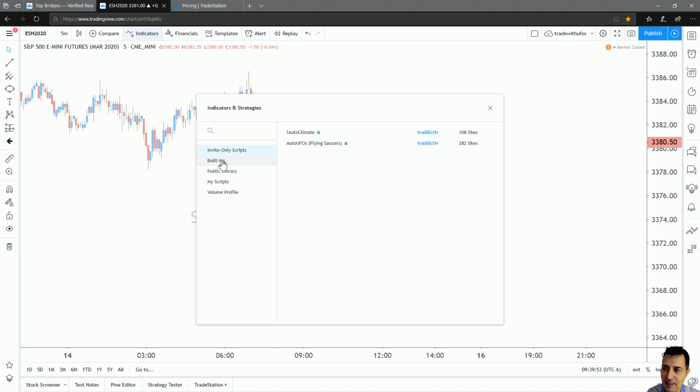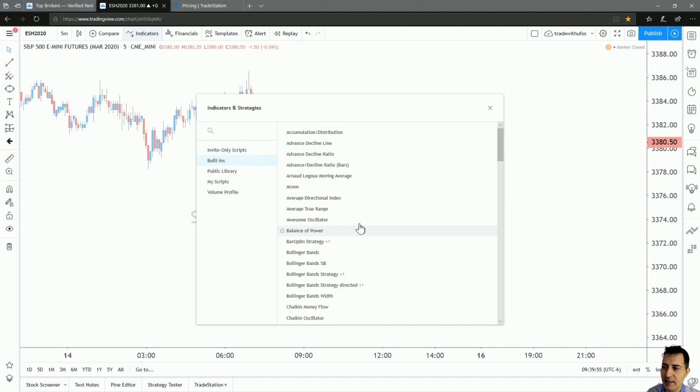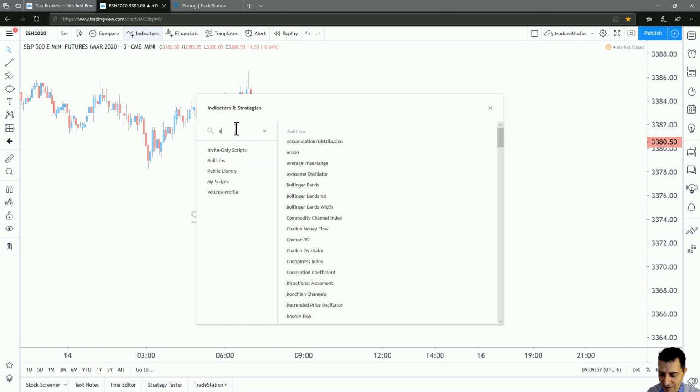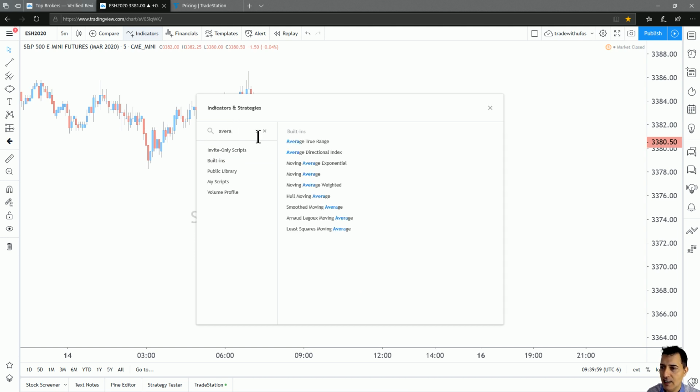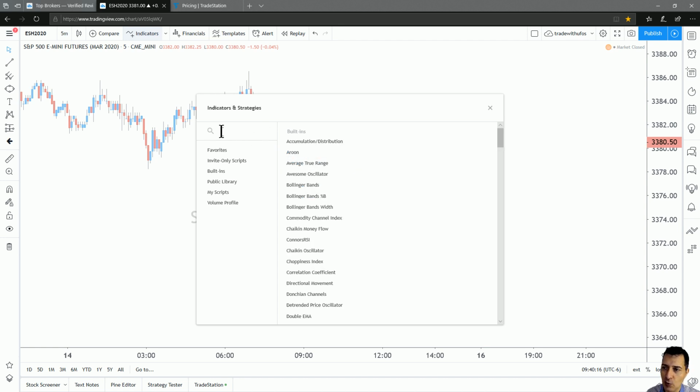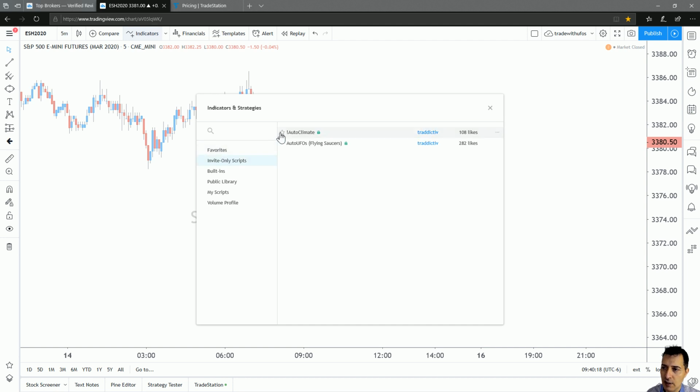And then you have the built-ins, okay, where you have plenty of tools. You want an average, so you can just type average, and it will show you all the averages, and you just pick the one you like, okay? Now, what's beautiful here is, just like earlier, we worked on favorites. Notice how you can also make some of those tools favorites. So if you want your exponential average, your EMA, to be a favorite, and you want your AutoClimate and AutoUFOs to be favorites.